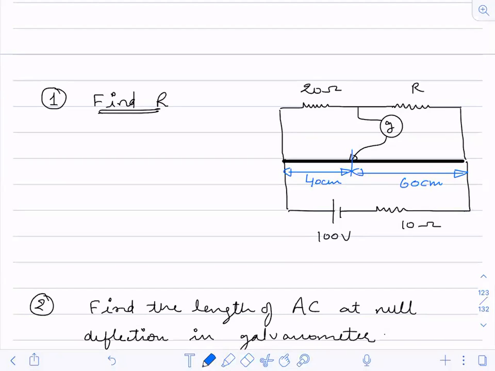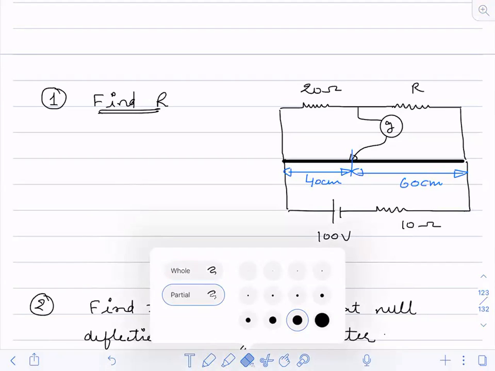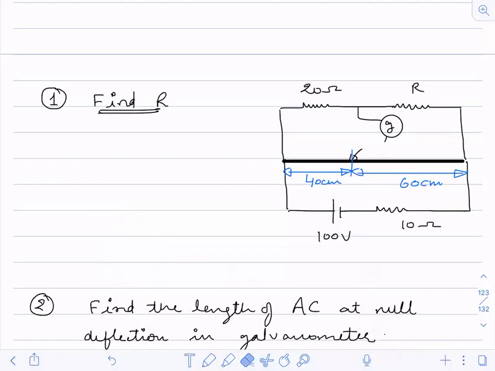Now see here what you will be doing with this jockey. With this jockey, you will be having this kind of wire. With this wire, you will just slide it like this.